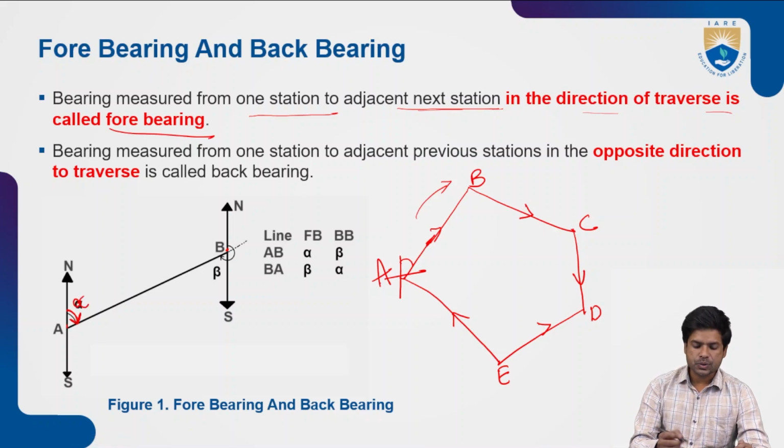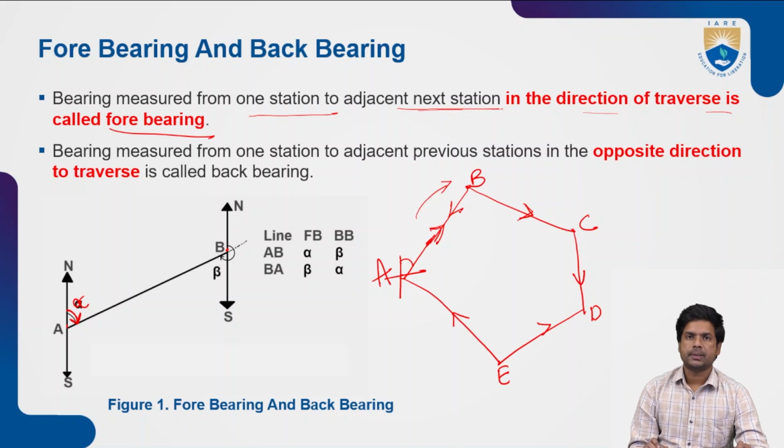Coming to the back bearing, the bearing measured from one station to the adjacent previous station, in the opposite direction to the traverse, is called a back bearing. Normally in this traverse the direction is clockwise, but when you sight station A from point B, it is in the opposite direction of traversing. The angle formed from north to this particular line is called a back bearing.